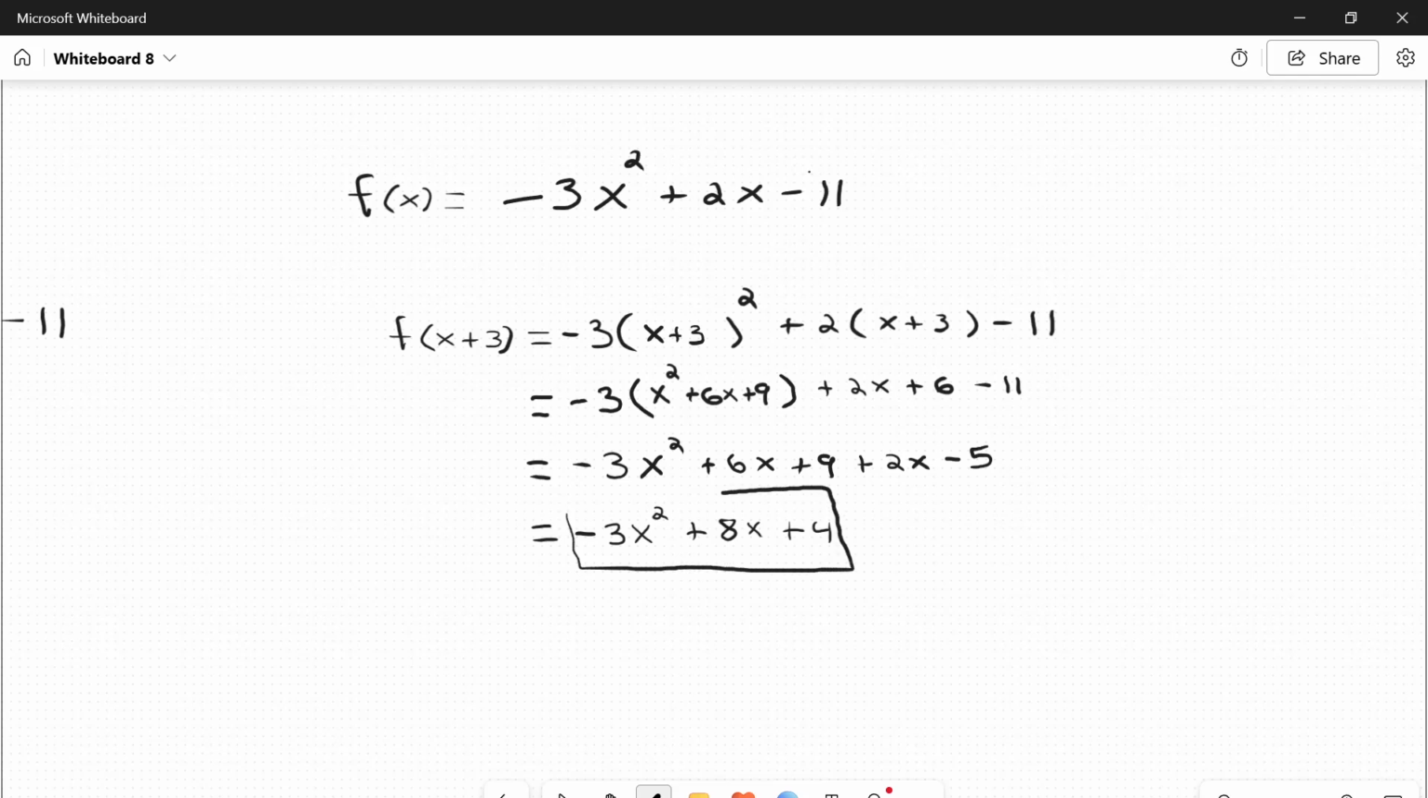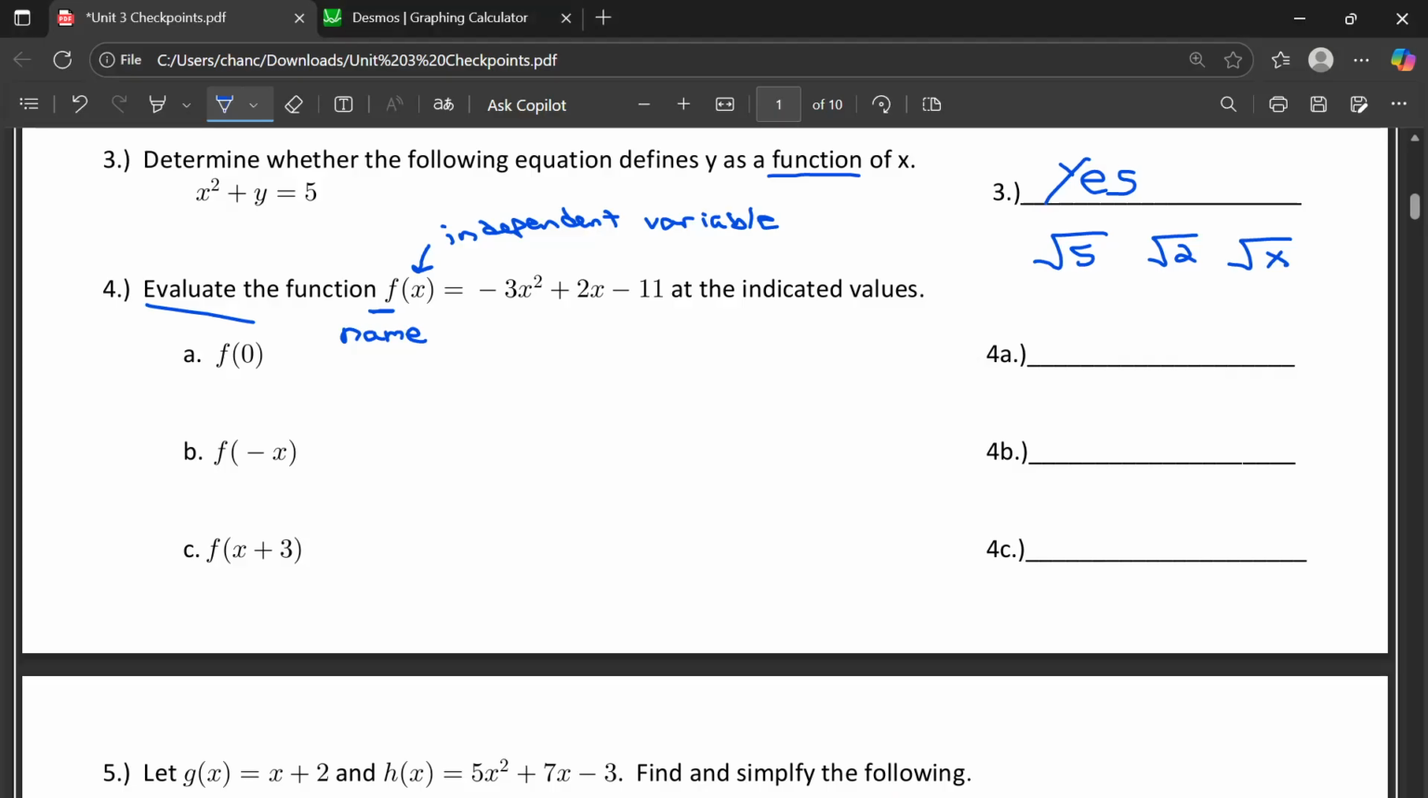There's nothing left for me to simplify. There's nothing else for me to combine. There's no need to try to factor or solve or use the quadratic formula or anything like that because that's not what they asked us to do. So that is it for problem number 3 and 4.